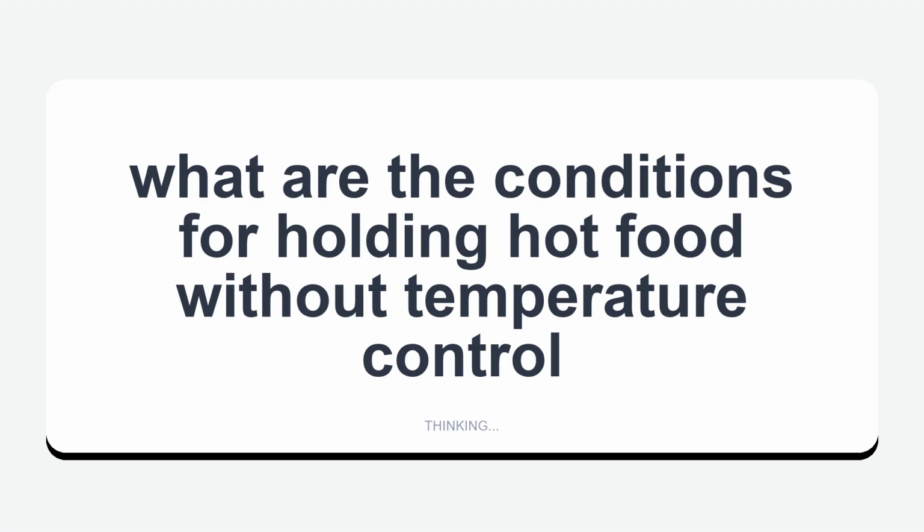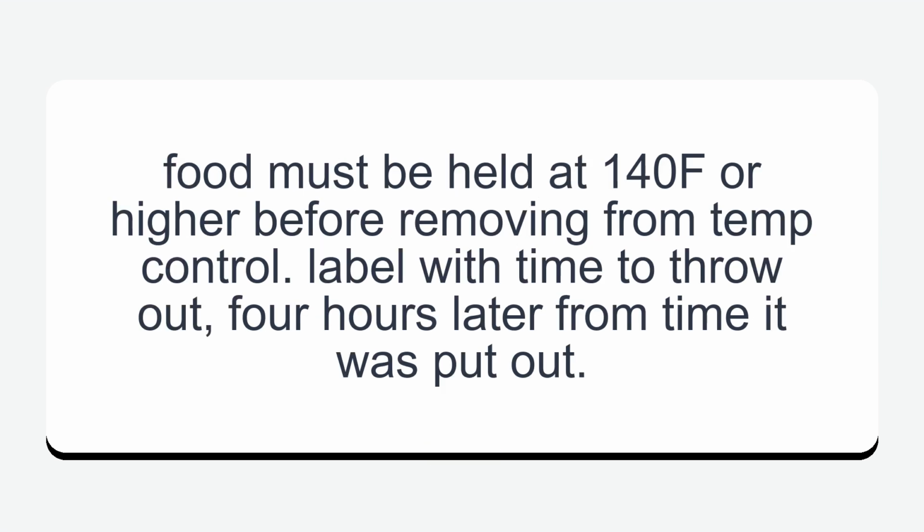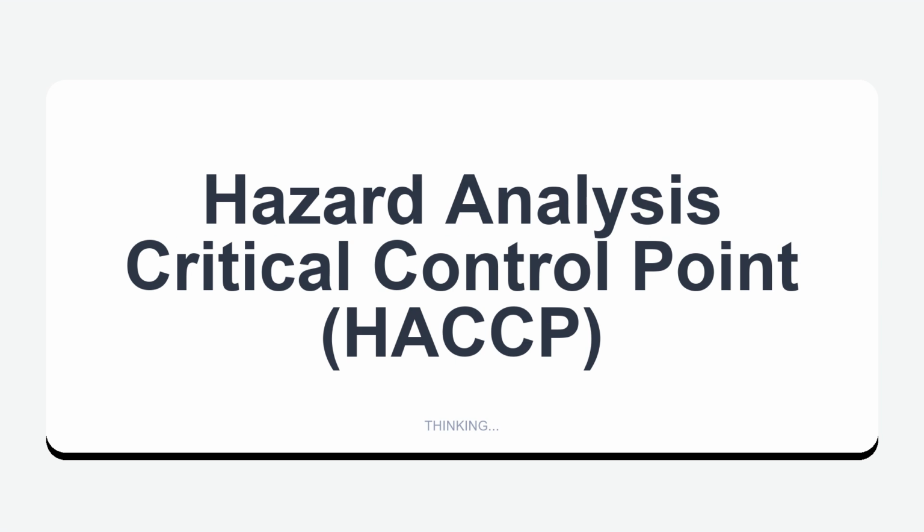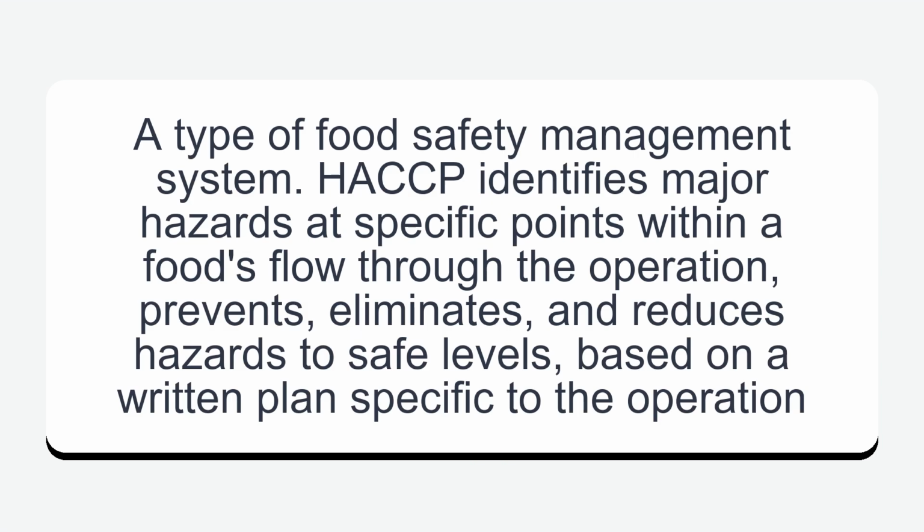What are the conditions for holding hot food without temperature control? Food must be held at 140 F or higher before removing from temp control. Label with time to throw out, 4 hours later from time it was put out. Hazard Analysis Critical Control Point, HACCP. A type of food safety management system. HACCP identifies major hazards at specific points within a food's flow through the operation, prevents, eliminates, and reduces hazards to safe levels, based on a written plan specific to the operation.